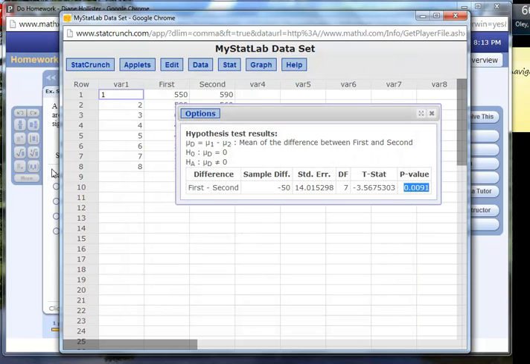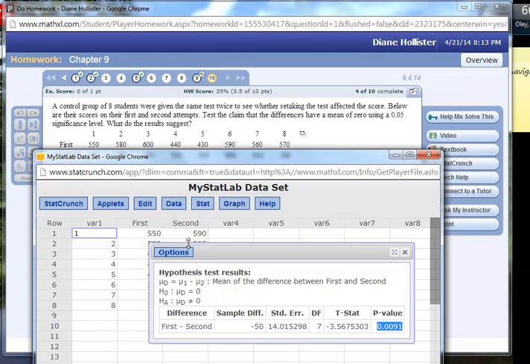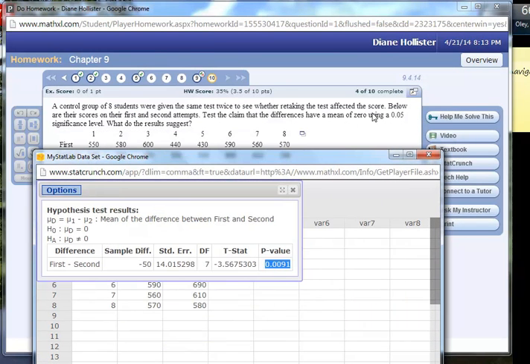Our p-value is 0.0091. Now, we're comparing that to 0.05. So because our p-value is less than alpha, we will reject H0, which means we're finding that the mean difference is not 0. In other words, that retaking the test has some sort of effect on the score. Hope that helps.